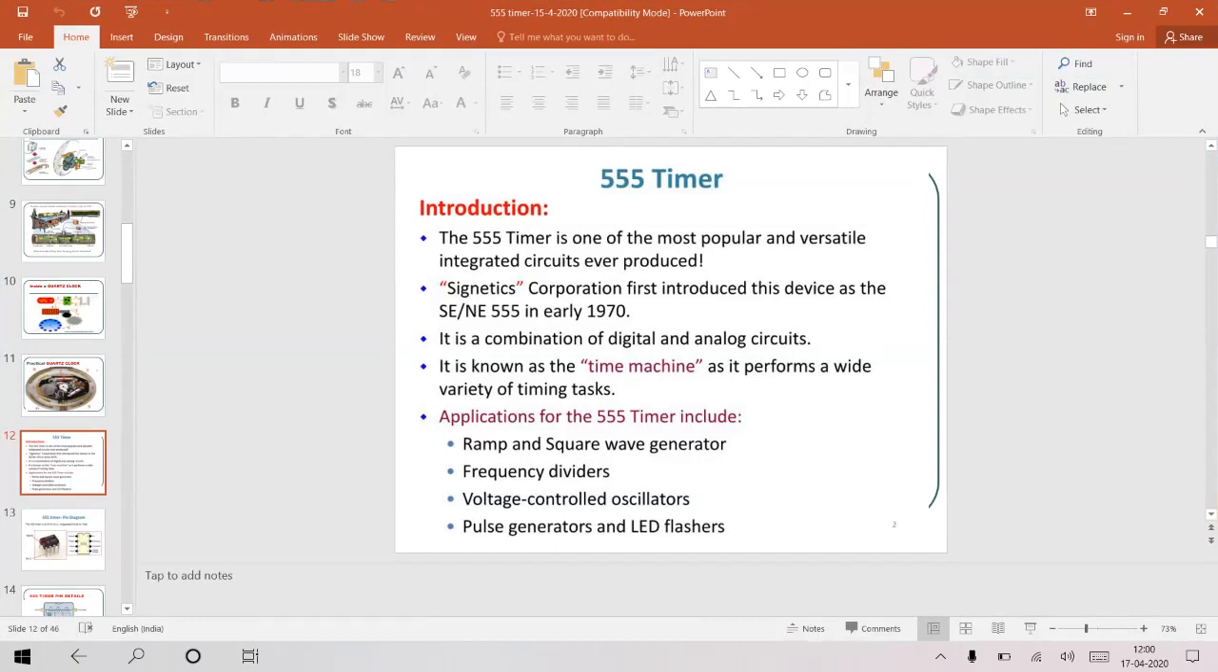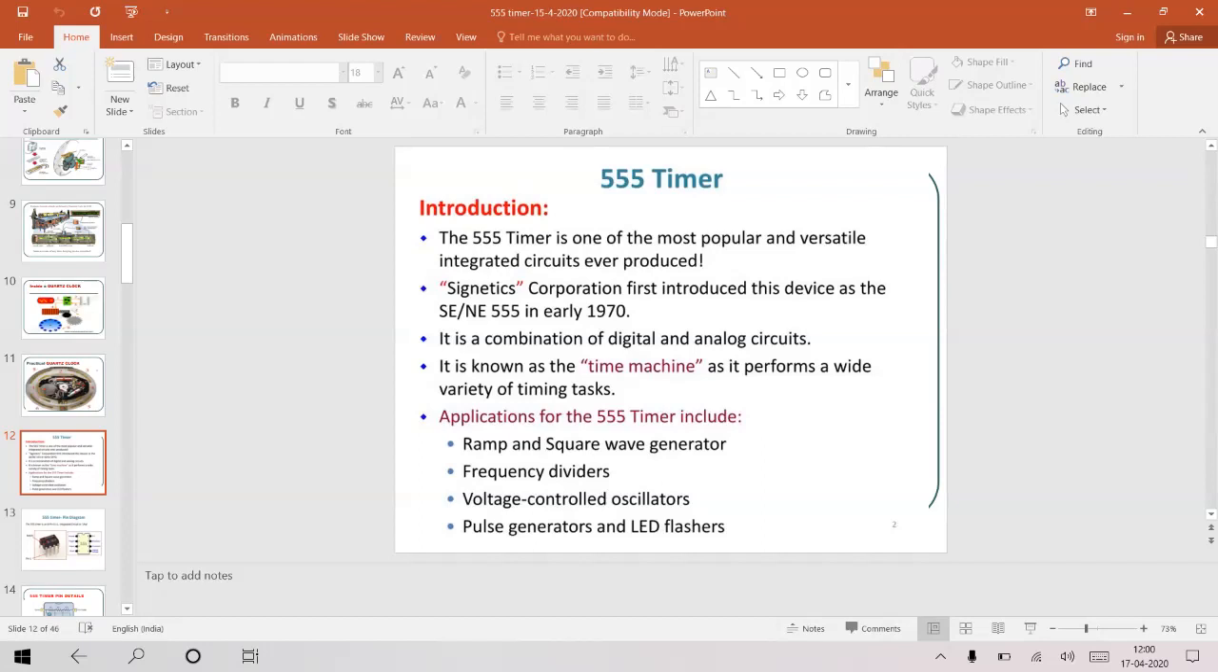The 555 timer is one of the most popular and versatile ICs ever produced. In 1970, Signetics Corporation was the company that first introduced this IC into the market. It is a combination of both digital as well as analog circuitry. It is known as a time machine as it performs multiple timing tasks, and it finds application in many places.